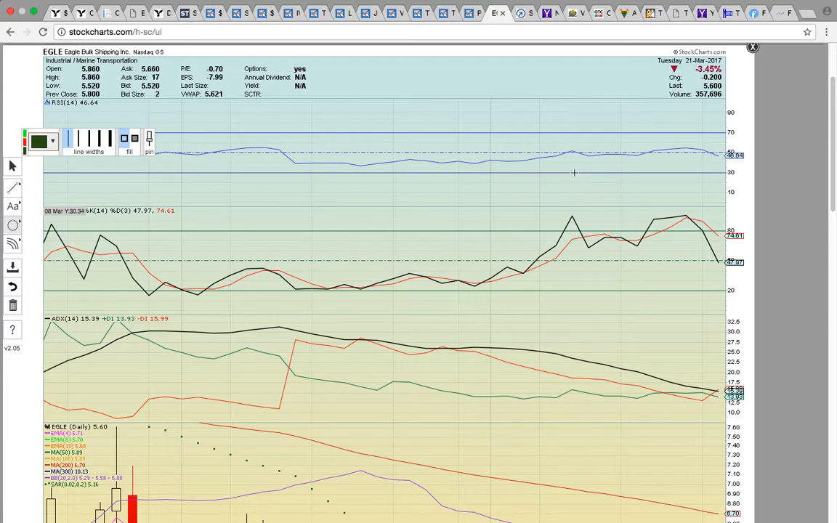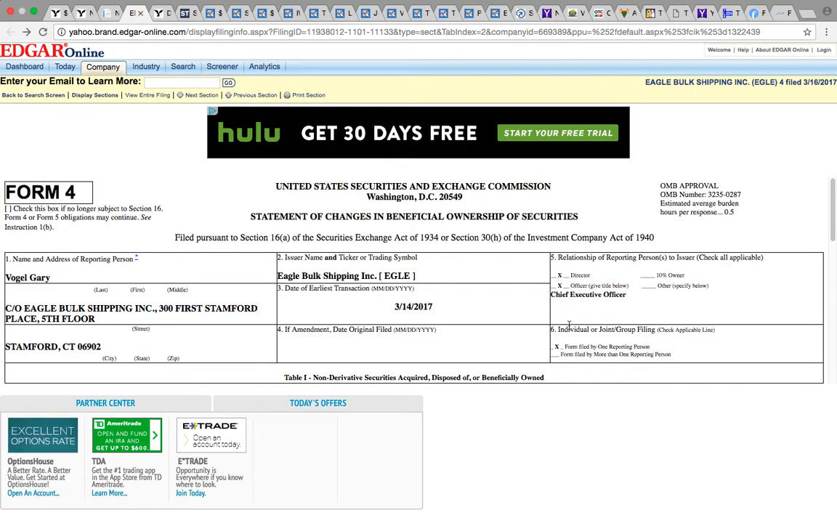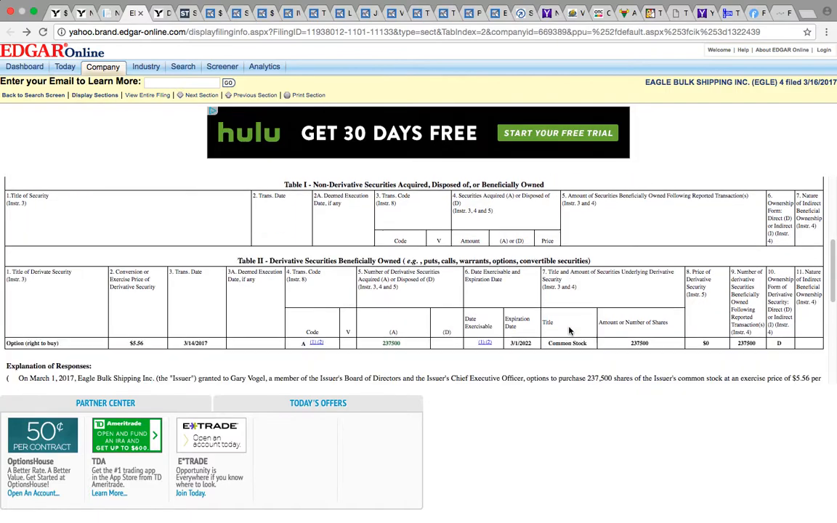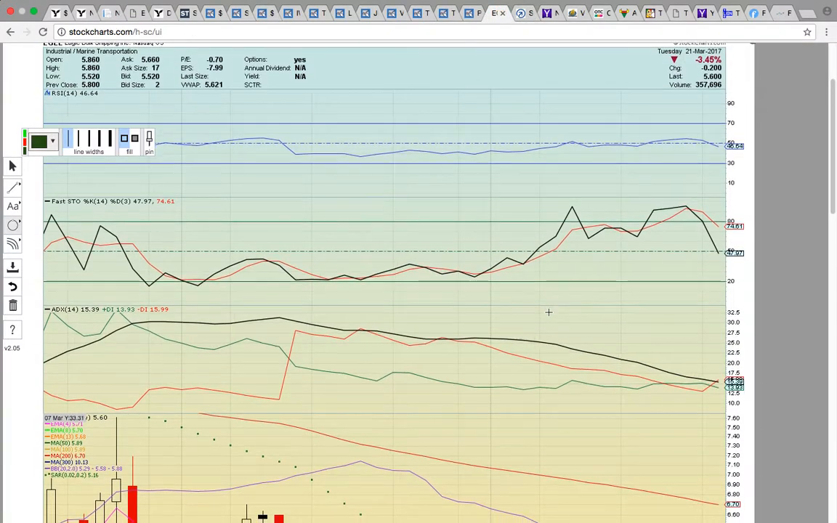Okay, let's look at EGLE. This stock is heating up. There was after hours news here. Let's see if I can get this for you. Yeah, right here. There was a Form 4 out today. We've got some insider buying. The CEO has acquired some options. So we're thinking this chart could heat up here.